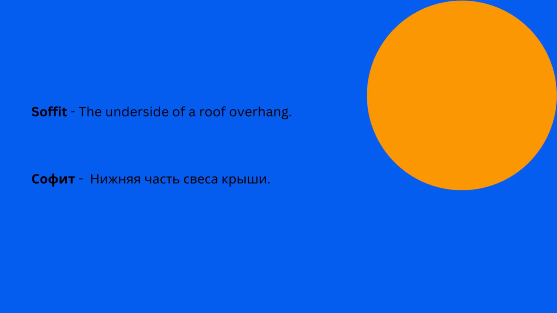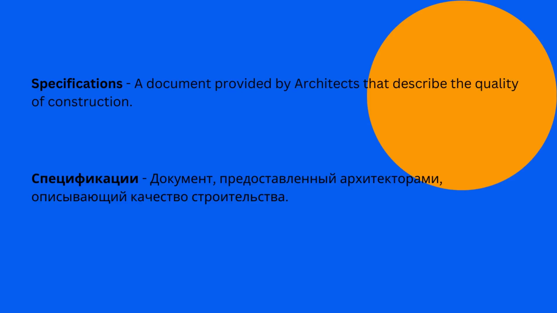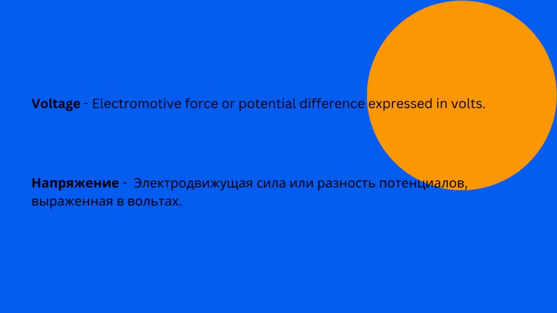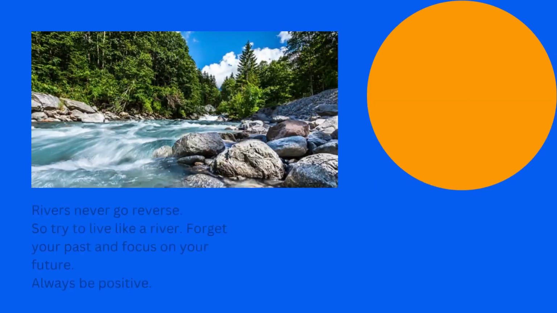Soffit. The underside of a roof overhang. Specifications. A document provided by architects that describe the quality of construction. Studs. Vertical framing members found in wall construction. Typically placed 12-inch, 16 or 24 on center. Voltage. Electromotive force or potential difference expressed in volts.